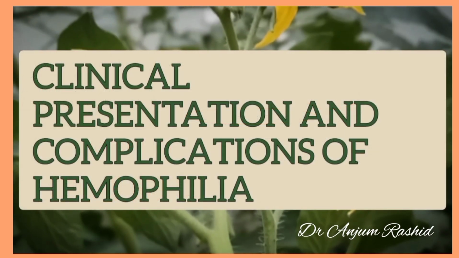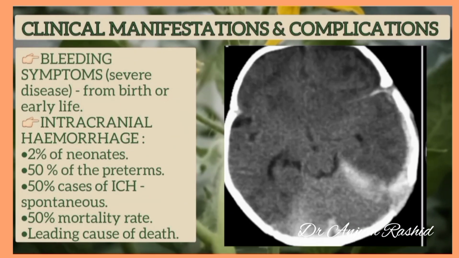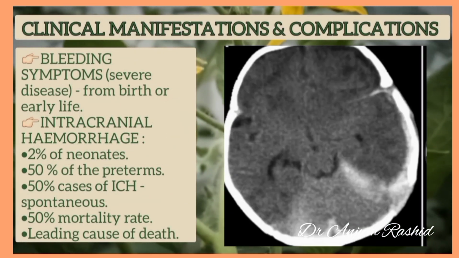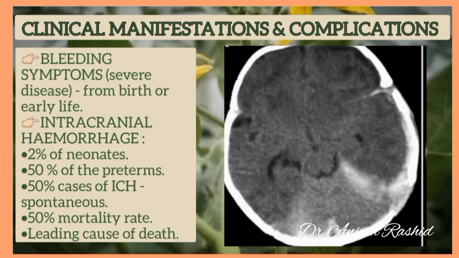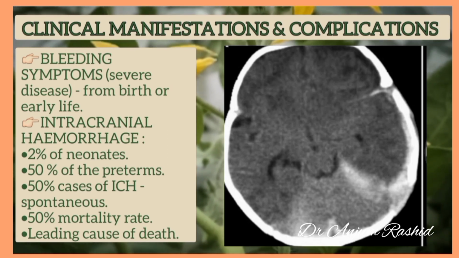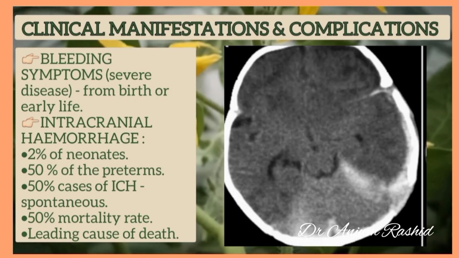Next, I will discuss the clinical presentation and complications of hemophilia. Now, factor 8 or 9 do not cross the placenta, so bleeding symptoms mostly present from birth or even in the fetus. Severe disease mostly presents in early life. Intracranial hemorrhage occurs in 2% of the neonates and 50% of the preterms. 50% of cases of this intracranial hemorrhage are spontaneous, and this has a 50% mortality rate. It is the leading cause of death in hemophilic patients.